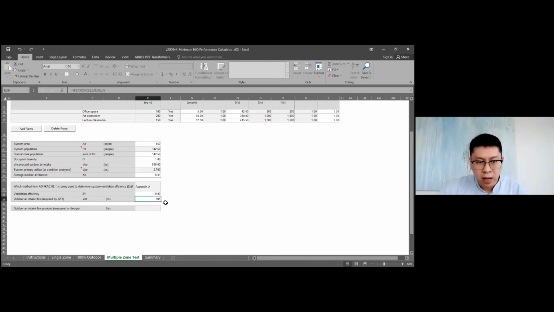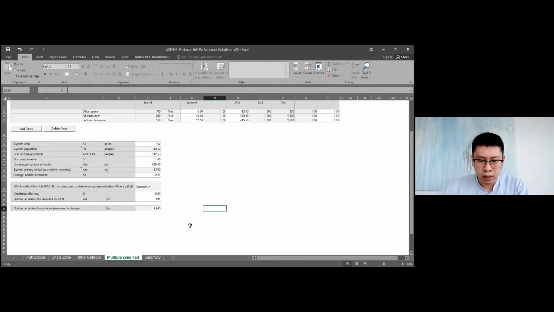In this case, our outdoor air required for this ASU is 901, which means the OA that we must supply for all these zones must be higher than 901. For example, it can be 1000. All right, that is for the multiple zone system.